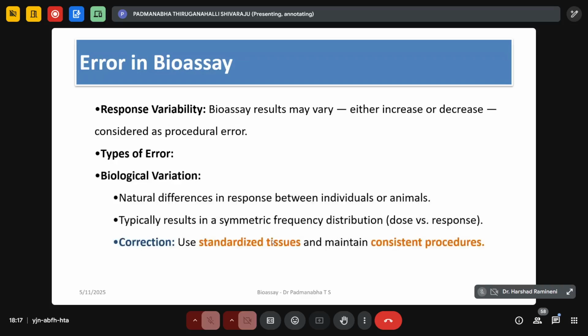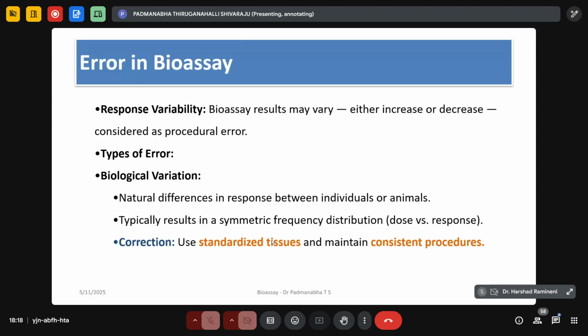So we have biological variation. This is very important. There can be a natural difference existing between individuals as well as animals. Even though you collect a tissue from the same species of animals, those tissues can respond differently.